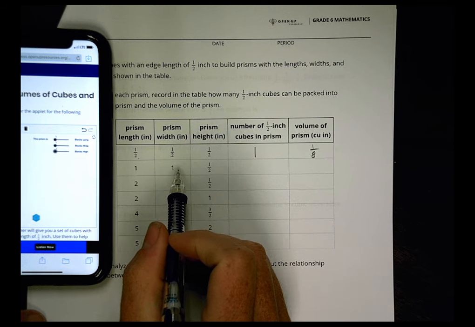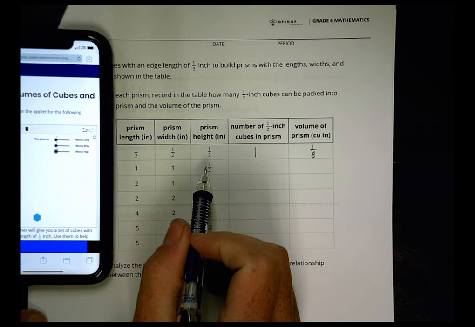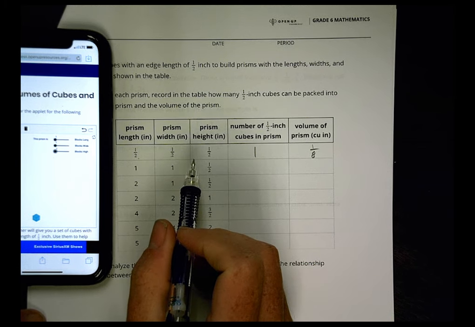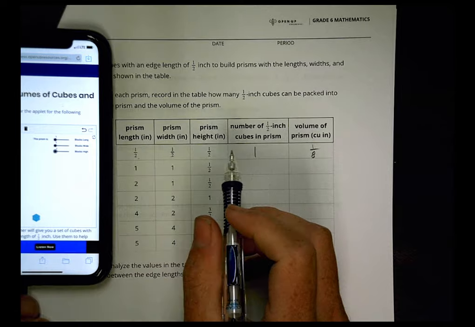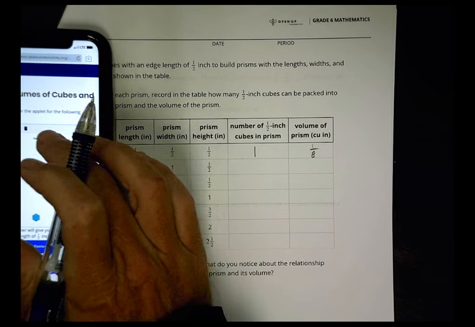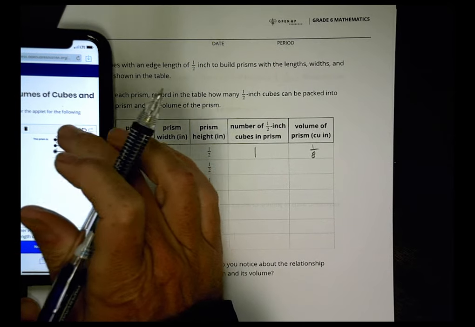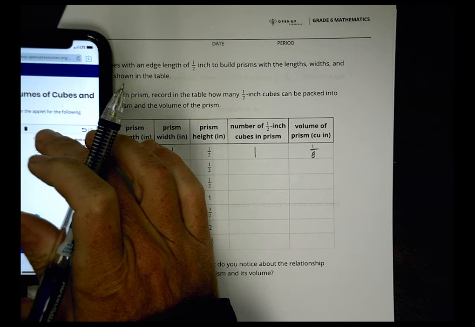The next one says if I have the length being 1, okay, and the width is 1, and the prism height is a 1/2, okay, so how many cubes do I need there? Well, all right. So let's do this. To go a length of 1, that means I need 2 of these guys.